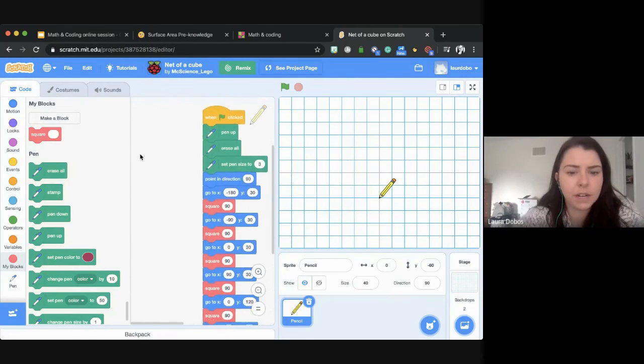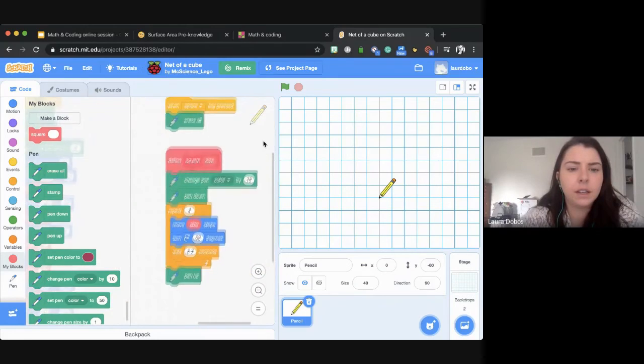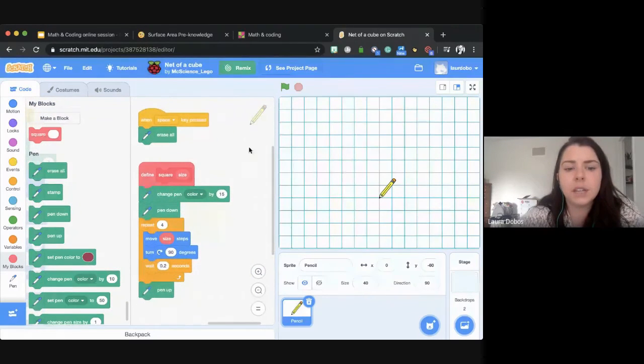It's to the right. Oh, okay. So he used the same information as us, but he said define square. So he's defining the block, changing the color. He's then going to start drawing, draw 4 sides. His wait is 0.2 seconds, probably better than my one. 1 second seems like a really long time when you're drawing some squares.